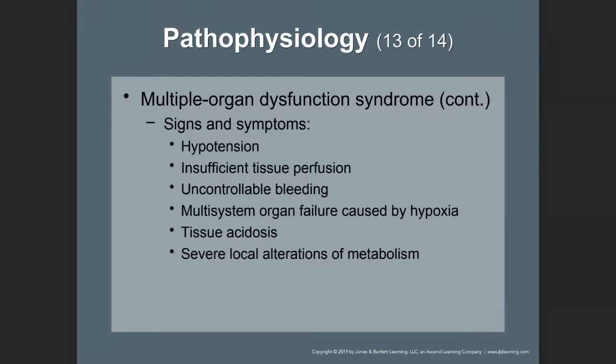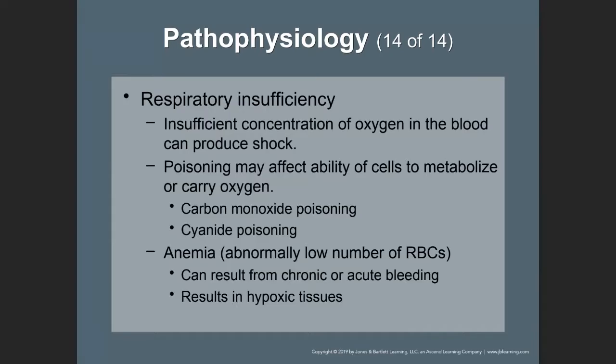All right, now signs and symptoms of multiple organ dysfunction syndrome: hypertension, insufficient tissue perfusion, uncontrollable bleeding, multisystem organ failure caused by hypoxia, tissue acidosis, severe local alterations of metabolism. Respiratory insufficiency. Insufficient concentration of oxygen in the blood can produce shock. So if there's an issue with the respiratory system, it can lead to shock.